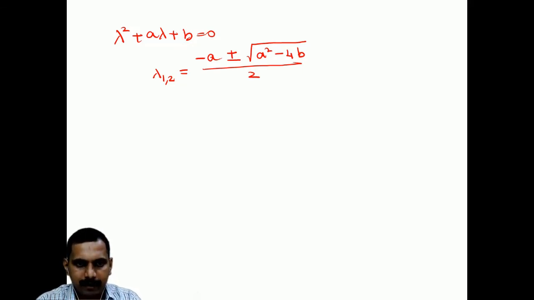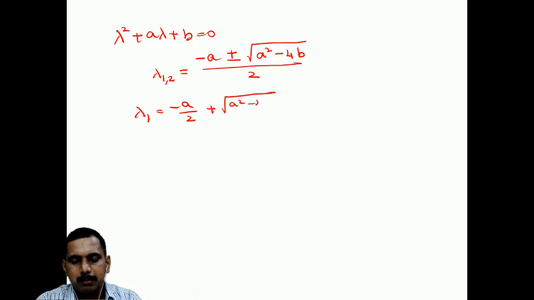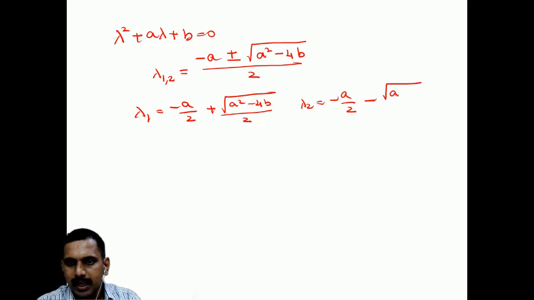So this can be lambda 1 is equal to minus a by 2 plus square root of a square minus 4b divided by 2, and lambda 2 is equal to minus a by 2 minus square root of a square minus 4b by 2. Now what determines the type of solution is this determinant, a square minus 4b.